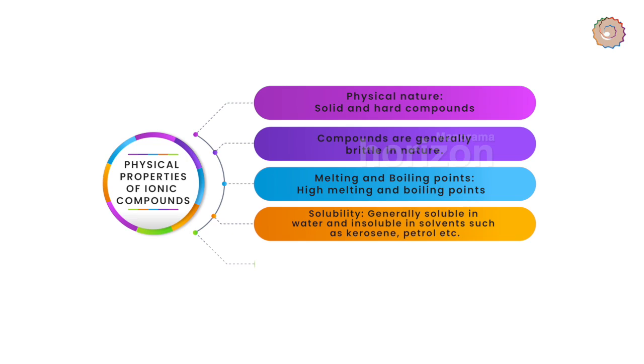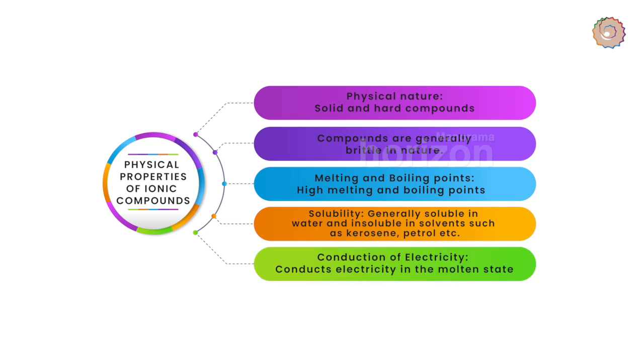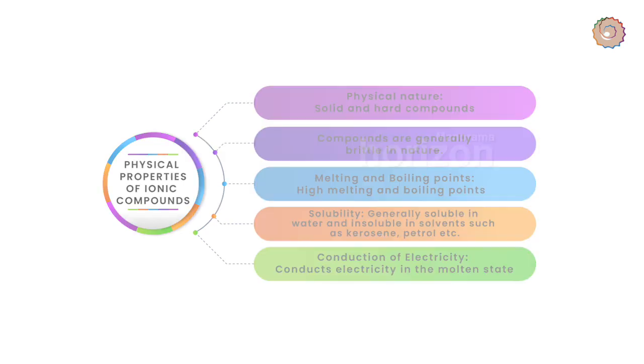Electrovalent compounds, or what we call ionic compounds, are generally soluble in water and insoluble in solvents such as kerosene, petrol, etc. We know that the conduction of electricity through a solution involves the movement of charged particles. A solution of an ionic compound in water contains ions which move to the opposite electrodes when electricity is passed through the solution. Therefore, ionic compounds in the solid state do not conduct electricity because movement of ions in the solid state is not possible due to their rigid structure. But ionic compounds conduct electricity when present in the molten state, and that's because here the ions move freely.